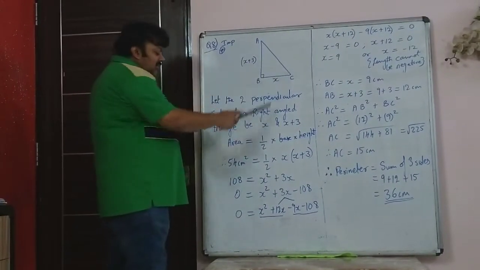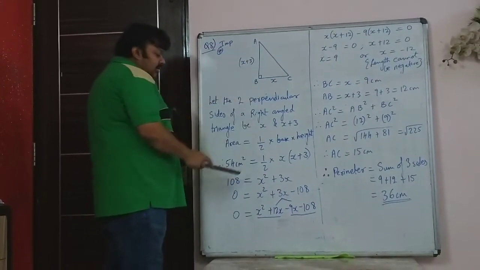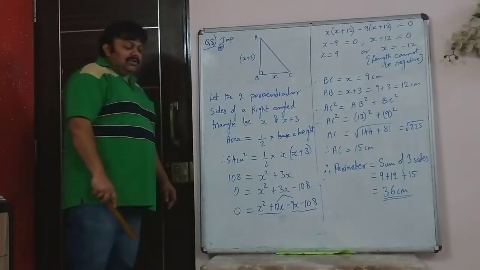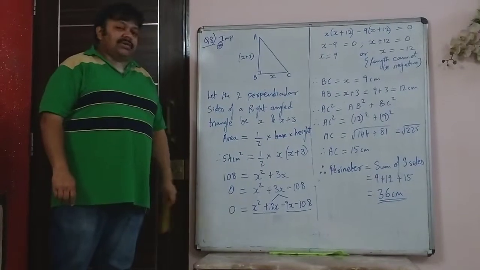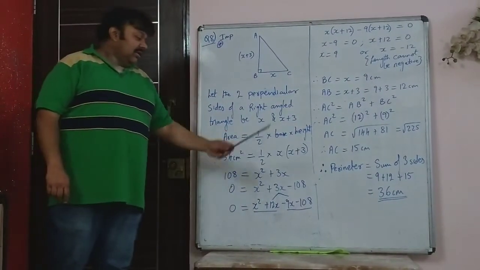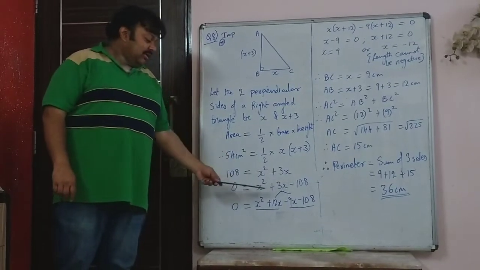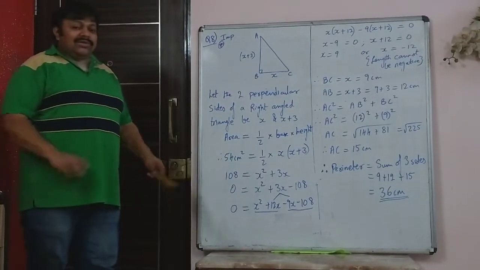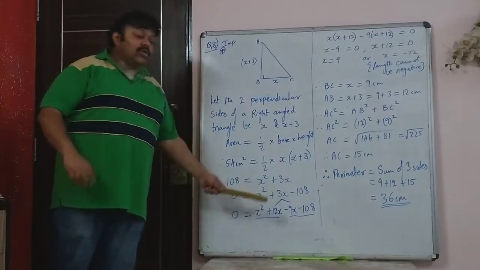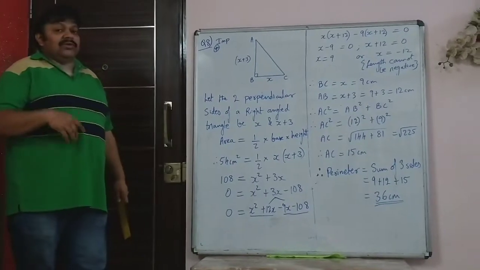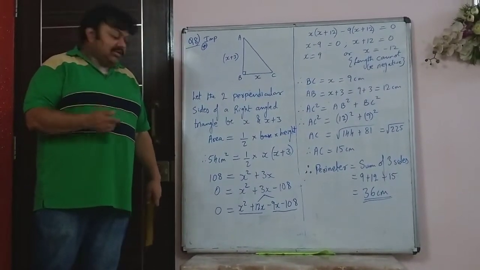So area of this triangle is given 54. It is half into base into height, so half x into x plus 3. So when you cross multiply, 108 is x squared plus 3x. So you shift the 108 on the other side. So it will become x squared plus 3x minus 108 is 0. Now this is not factorization alone. This is solving and finding the two answers for x, out of which one answer will mostly be negative, the other answer will be the correct answer.